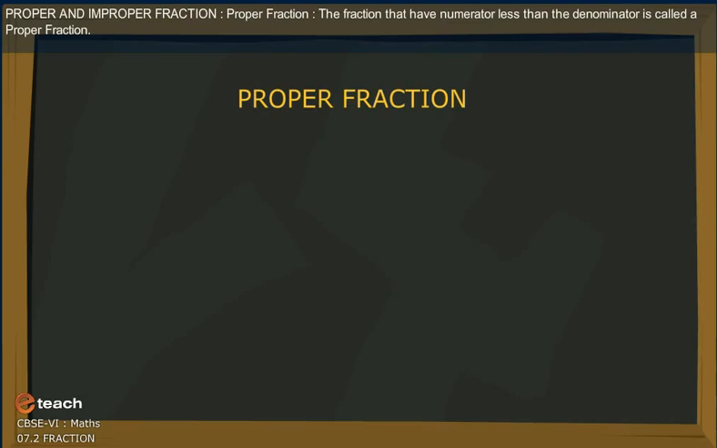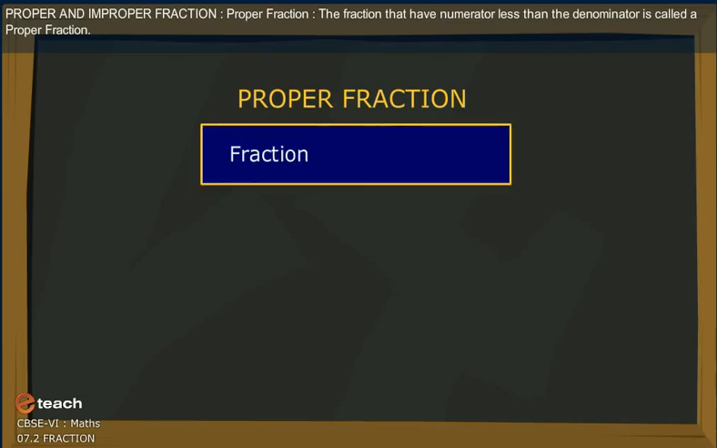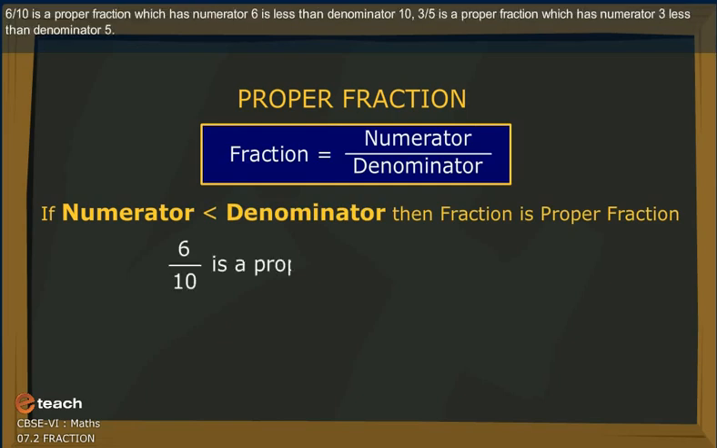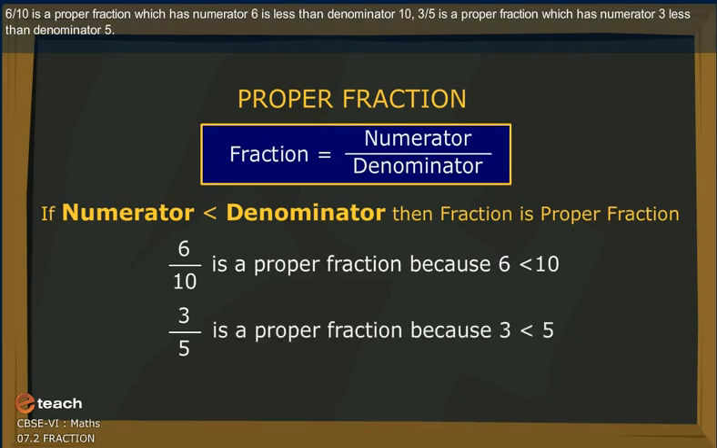Proper and improper fraction. Proper fraction. The fraction that has numerator less than the denominator is called a proper fraction. 6 by 10 is a proper fraction which has numerator 6 less than denominator 10. 3 by 5 is a proper fraction which has numerator 3 less than the denominator 5.